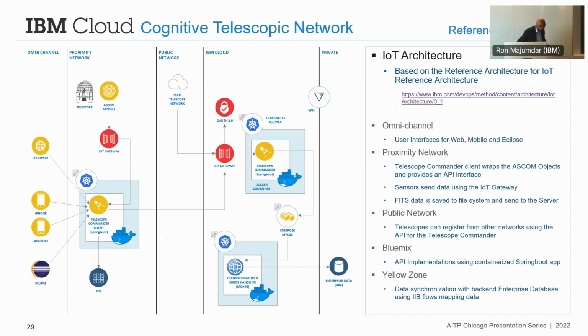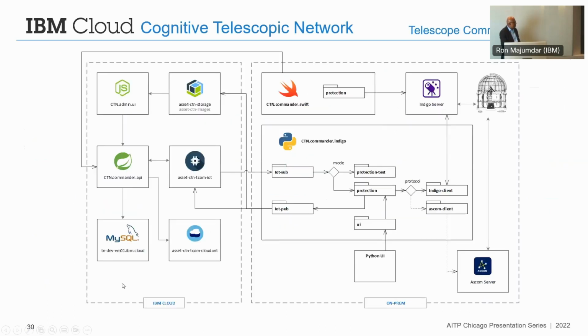What's in the premises is considered your proximity network, and then obviously you get to the public cloud. That's where the IoT framework is, and so on. This architecture diagram is actually totally independent of any product, but it can be applied with any sort of product. So what is exactly happening?